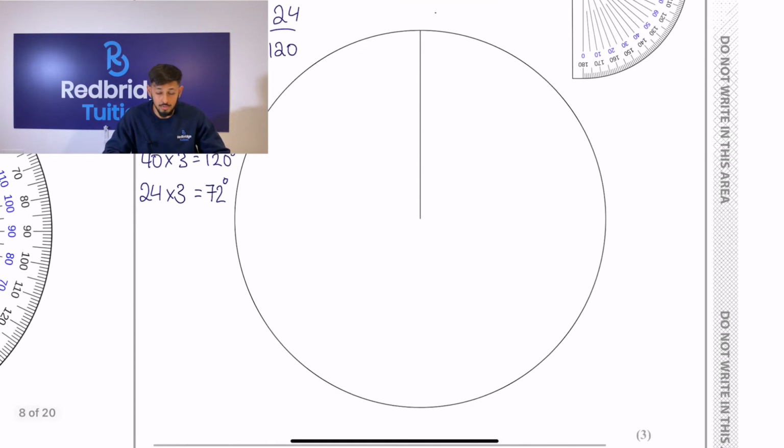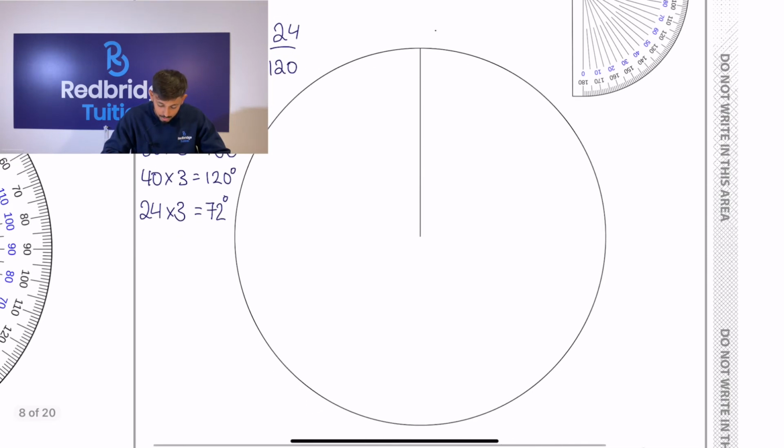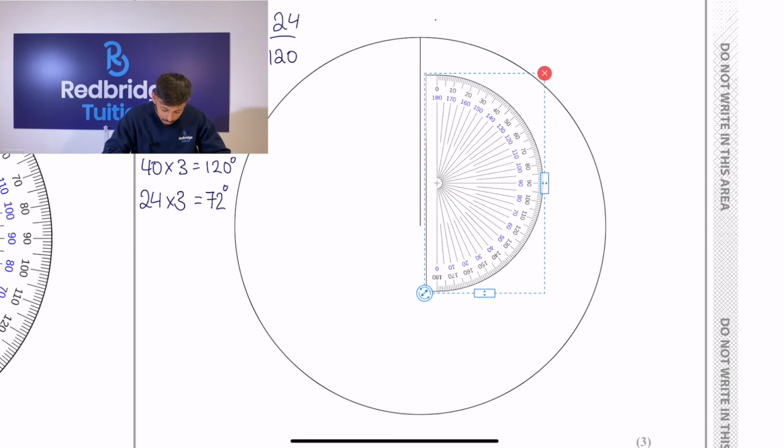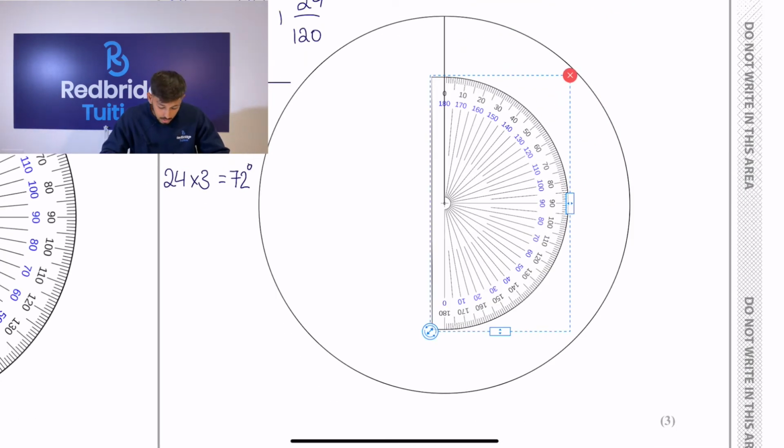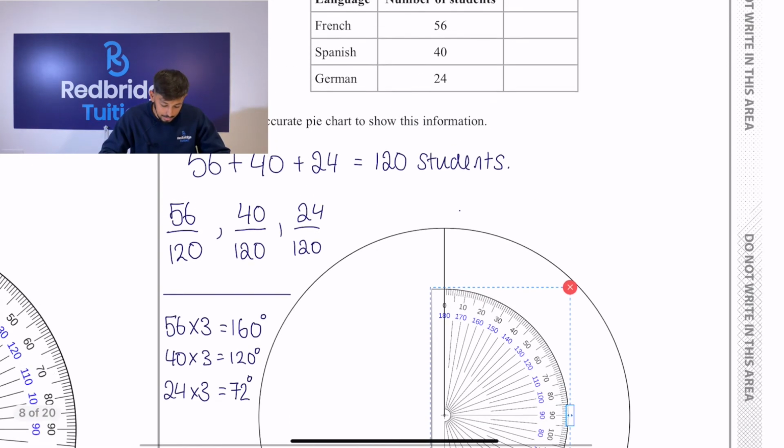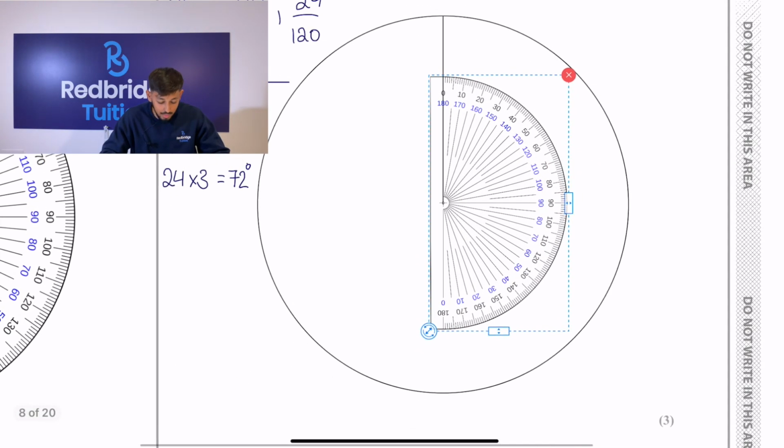We need a protractor for this question. So I've got my protractor here. I'm going to line it up. So the first language that I will be doing is French, and that is 168 degrees from the center. You don't have to do it in this order, but this is the order that I've chosen to do.